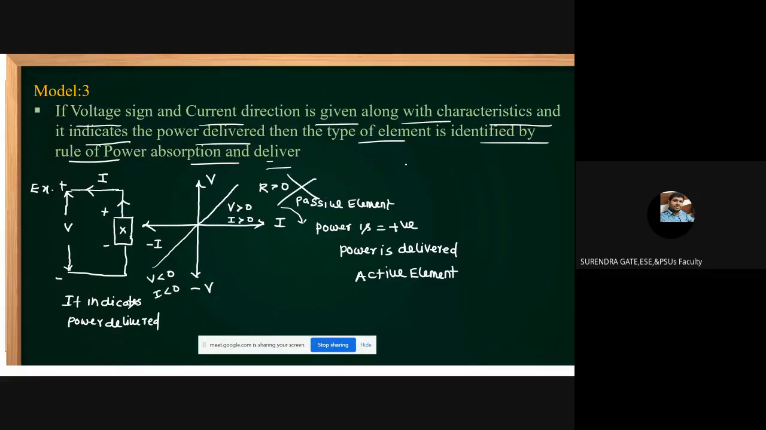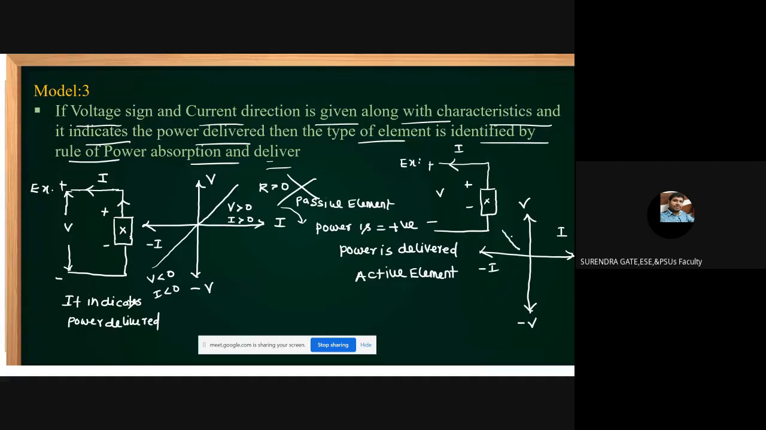Next, one more model I am giving here. This is the type of element. This is I, positive, negative, and this is positive, negative V. The characteristics are given like this. This is V, this is minus V, this is I, this is minus I. Students, can you identify the type of element? You can apply the rule of power.